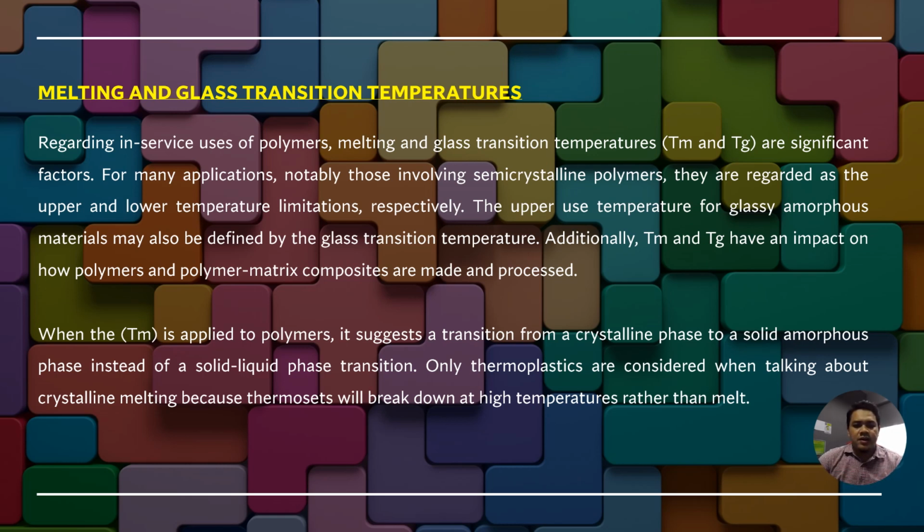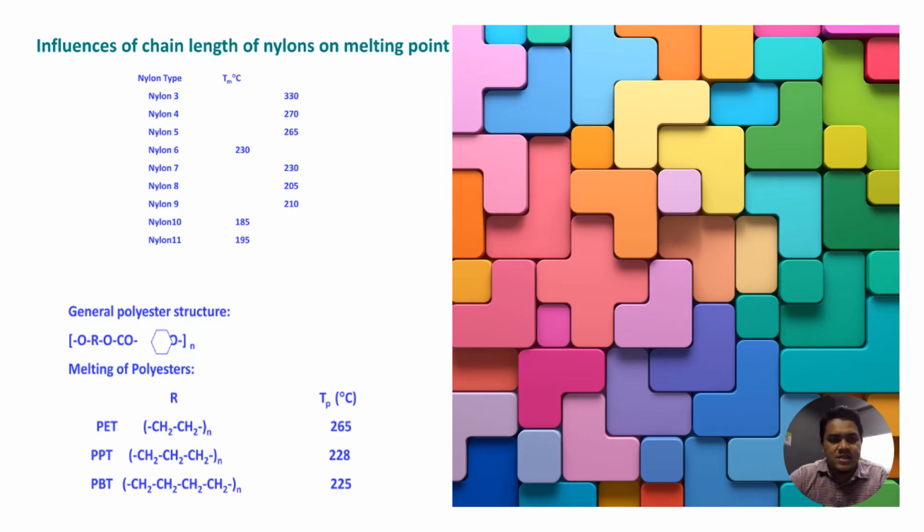When the melting transition is applied to polymers, it suggests a transition from a crystalline phase to an amorphous phase instead of the solid-liquid phase transition. Only thermoplastics are considered when talking about crystalline melting because thermosets will break down at high temperature rather than melt. Okay, from the slide, these are examples of the change in chain length of nylon for the melting point.